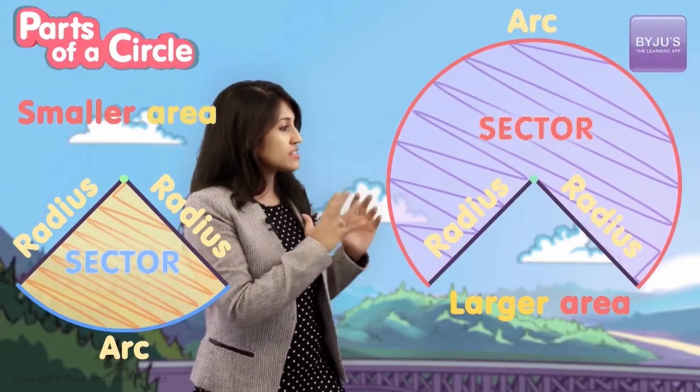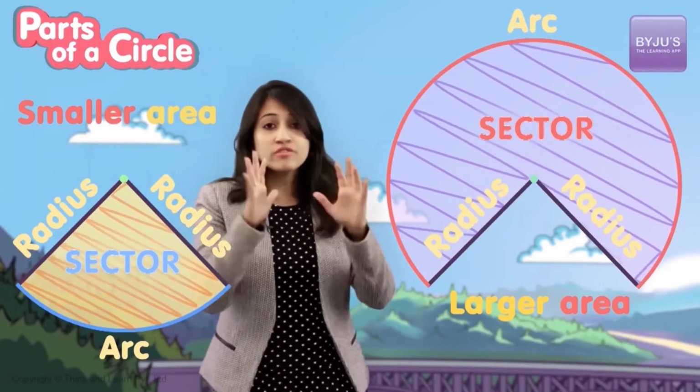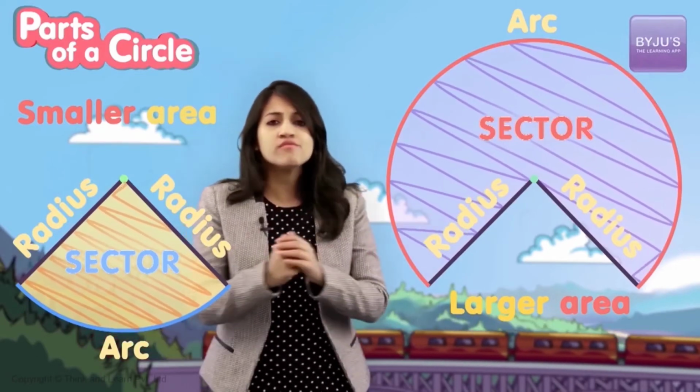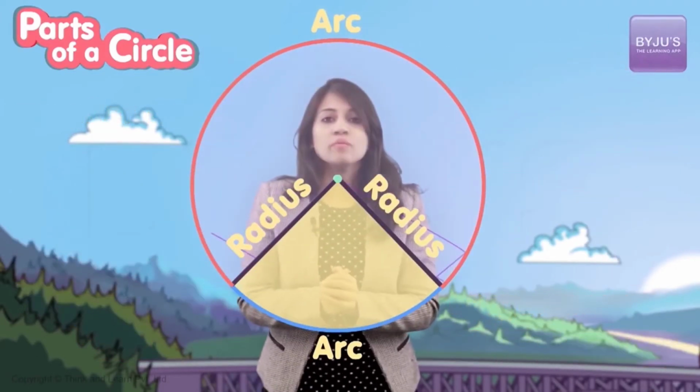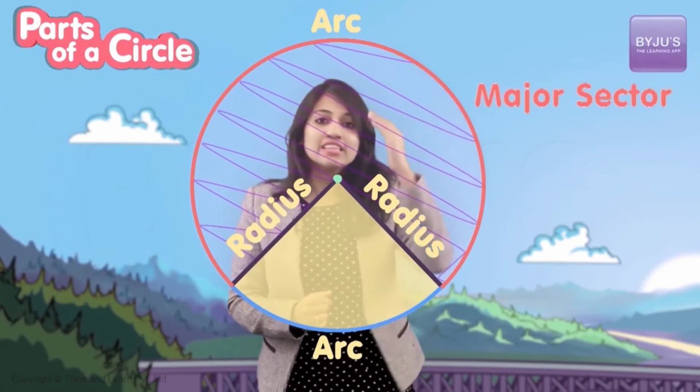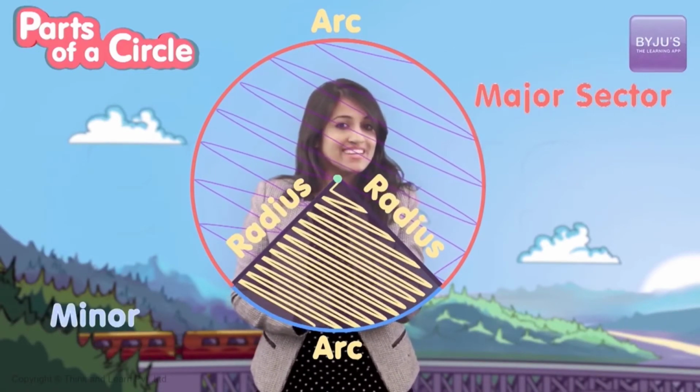So when you and I discuss the sector of the circle, so that we don't get confused about which sector we are talking about, we give them some very obvious names. So this one, the bigger one, is called the major sector, and the smaller one is called the minor sector.